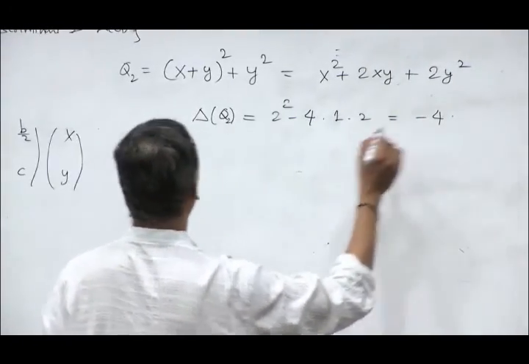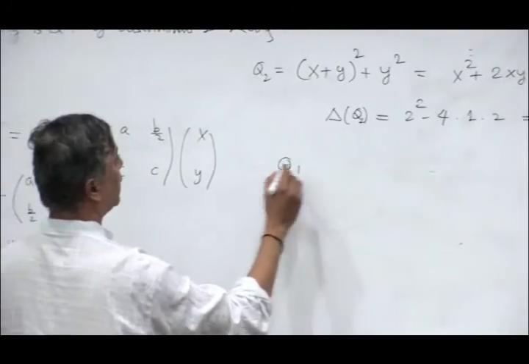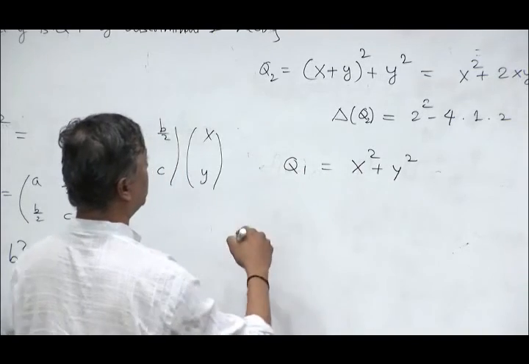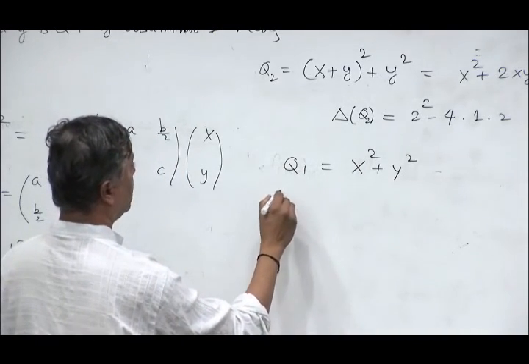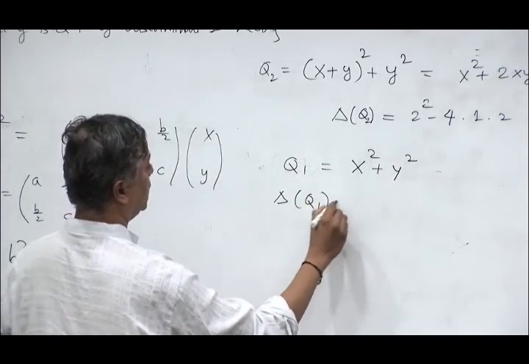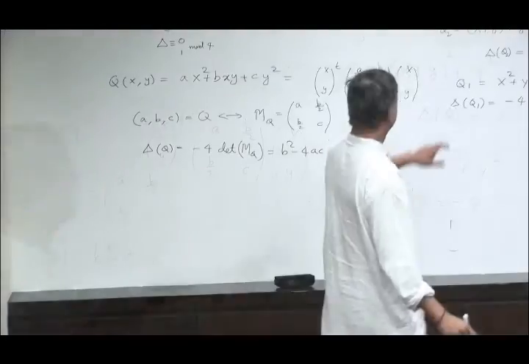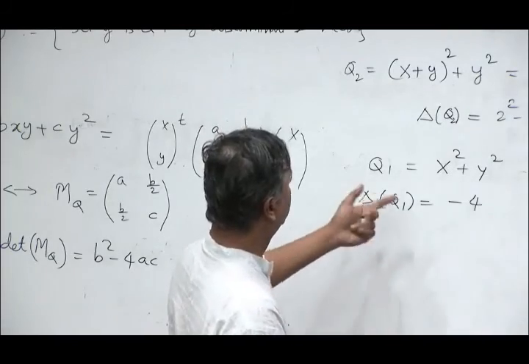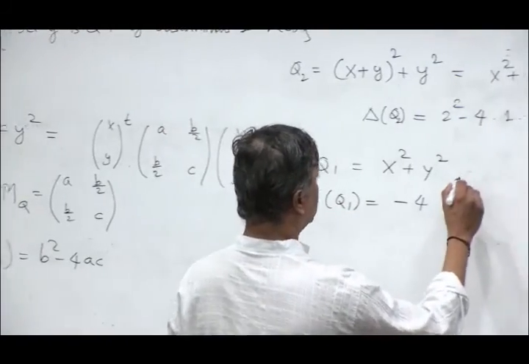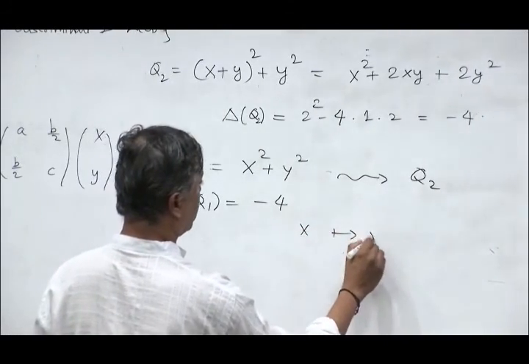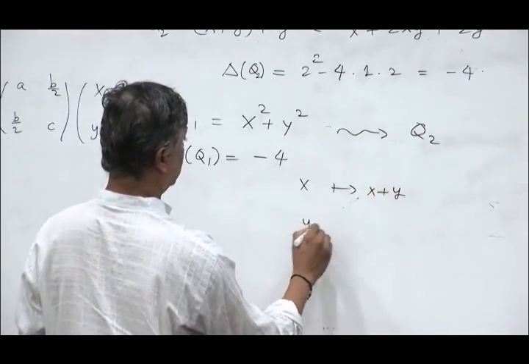minus 4, and I guess I did not calculate this, but let me do it now. If I take Q1 equal to the one that comes in Fermat, then you get that delta of Q1 is minus 4, since b square is 0. So the discriminant of this and the discriminant of this are the same. In fact, it can be easily seen that there is a way of going from Q1 to Q2 by sending x to x plus y and y to y.